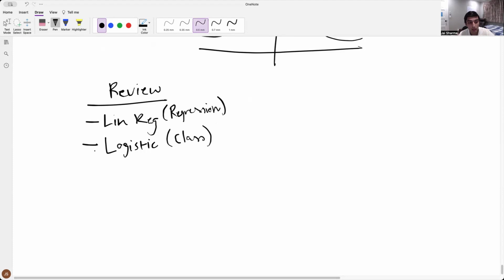Then we extended that to neural networks. And this whole idea that you can sort of plug and play logistic regression over and over and over again in order to create a neural network. A neural network is sort of just a bunch of stacked logistic regression layers.